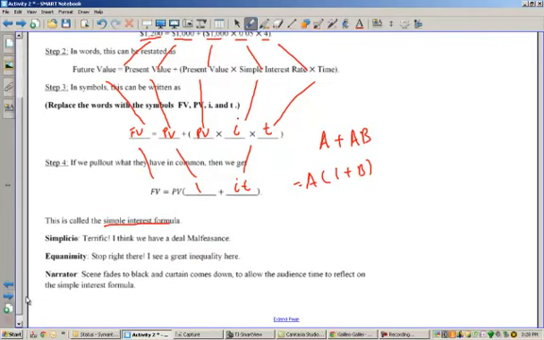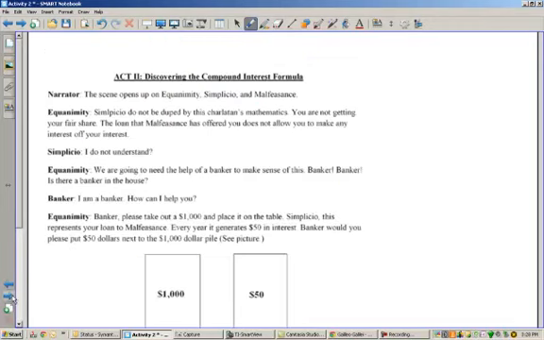And Simplicio says, terrific, I think we have a deal, malfeasance. And then Equanimity comes in to sort of balance the situation and says, wait, there's a great inequality here. And so in Act 2, what we're going to do is discover the compound interest formula and how it is better than the simple interest formula.